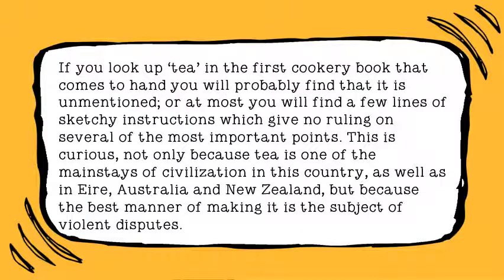If you look up tea in the first cookery book that comes to hand, you will probably find that it is unmentioned, or at most you will find a few lines of sketchy instructions which give no ruling on several of the most important points. This is curious, not only because tea is one of the mainstays of civilization in this country, as well as in Australia and New Zealand, but because the best manner of making it is the subject of violent disputes.